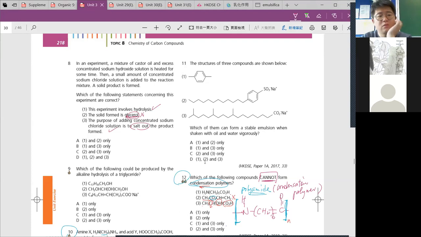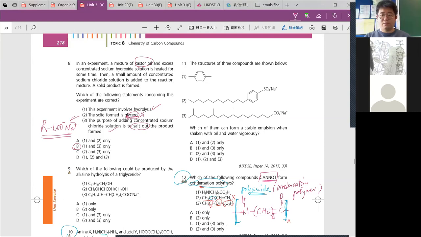How about this? If I change it to the correct one, how to correct this? The solid form is what? It is in the form of a soap particle like this. Okay, so the answer is 1 and 3 is B.